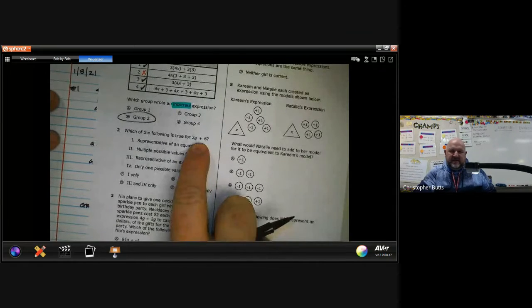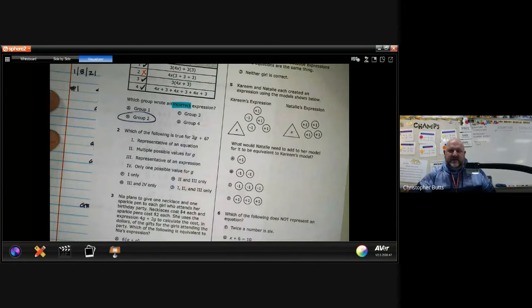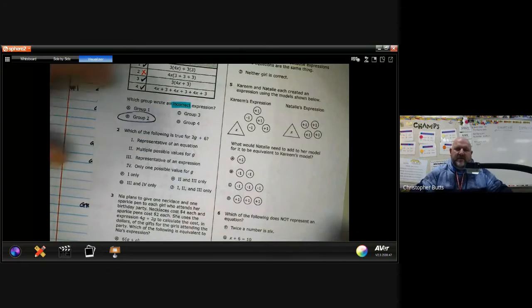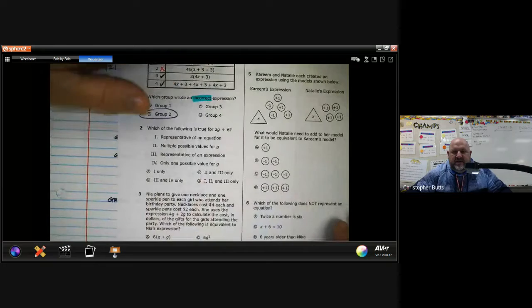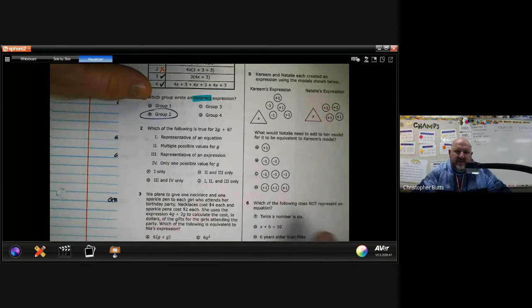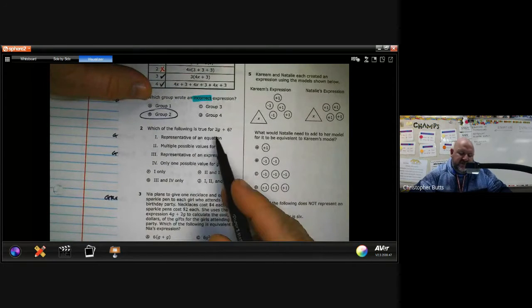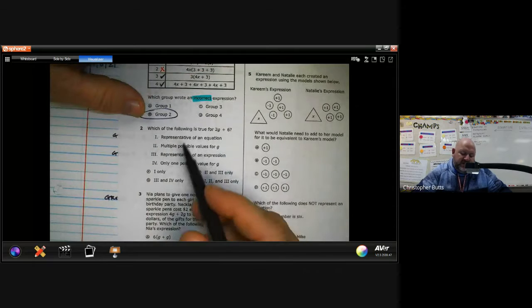I used this today in some of my classes. I used this 2g plus 6, but that's okay. I might have called it 2x plus 6, but I'm going to use this problem again. It's a great problem. I didn't use all the answer choices, so it should look like a new problem to you. It says, which of the following is true for 2g plus 6? Now we've got some choices here.